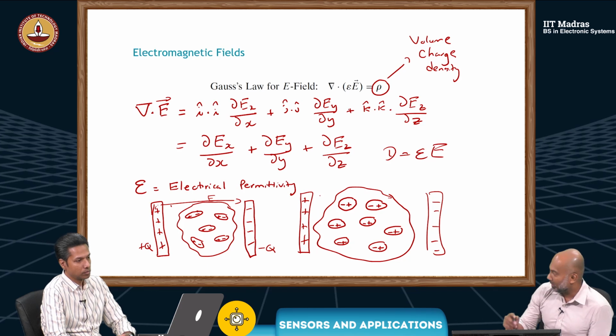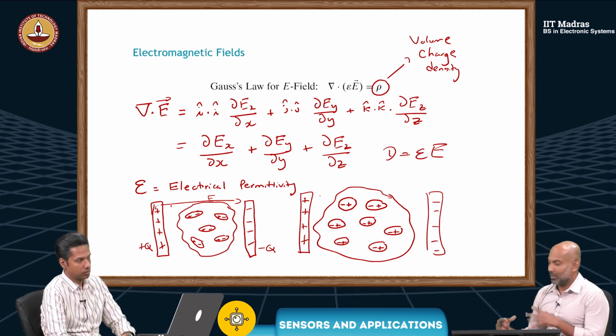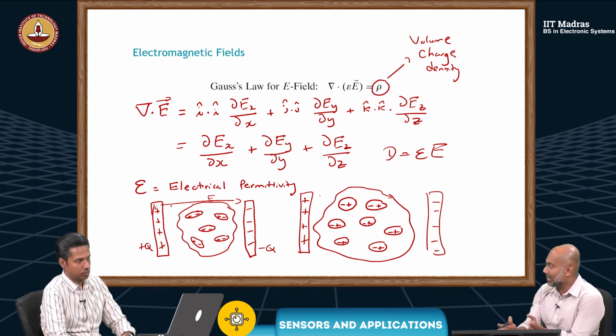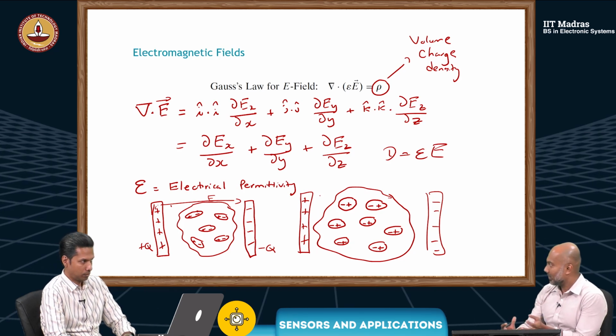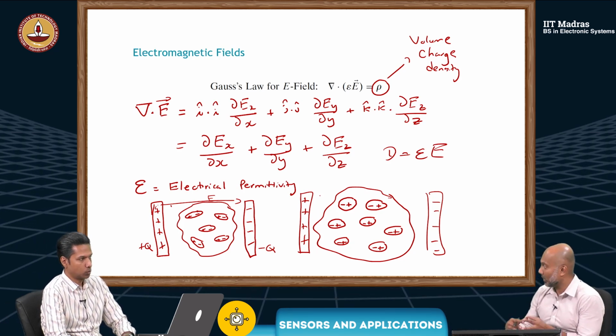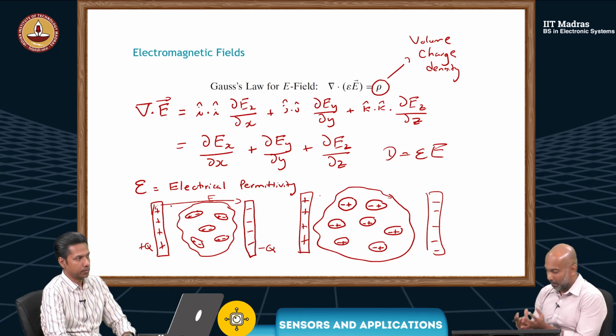So basically the change in the electric field in all three dimensions times how easily you can orient a certain material is equal to a volume charge density.